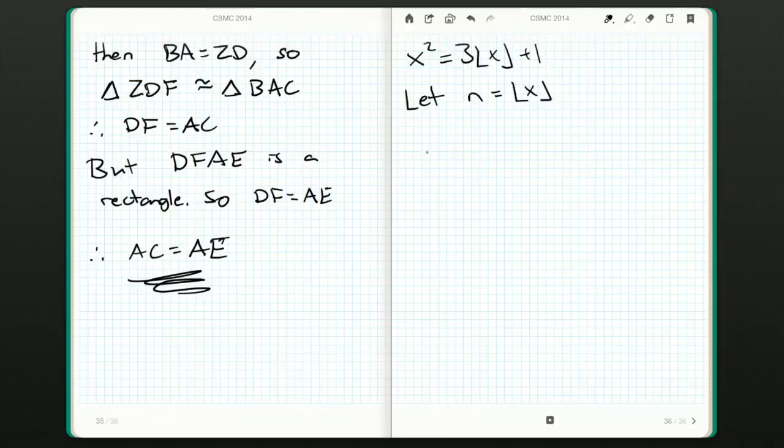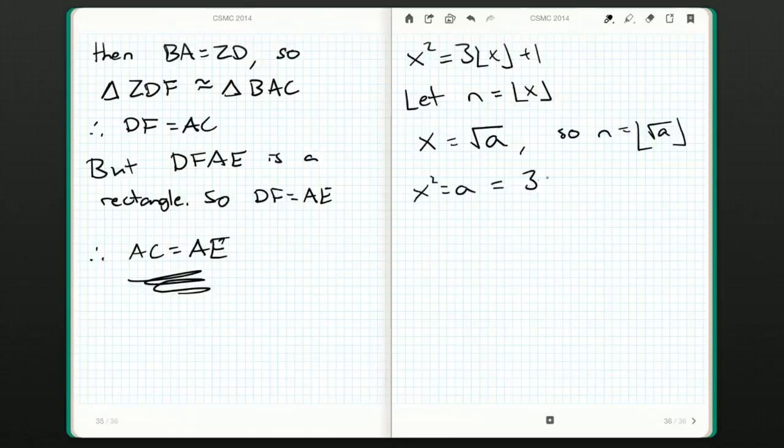We also know that x is root a. We are told that. So just to complete everything that we know, n is the floor of root a. Well, what can we do here? x squared is going to be a. It's 3 floor x plus 1, so that's just 3n plus 1. So a is 3n plus 1. Fantastic. Now we have a relationship between a and not x, but the floor of x.